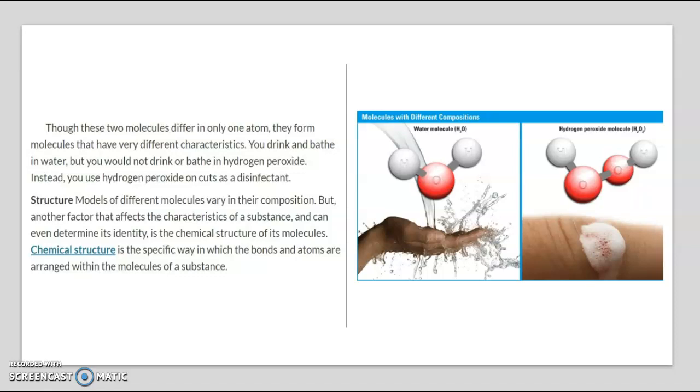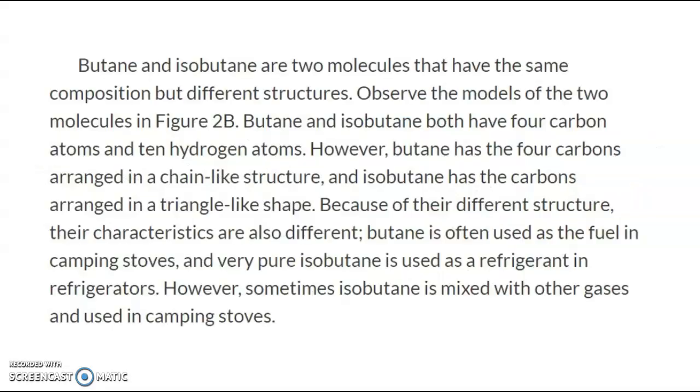Models of different molecules vary in their composition, but another factor that affects the characteristics of a substance and can even determine its identity is the chemical structure of its molecules. Chemical structure is the specific way in which the bonds and atoms are arranged within the molecules of a substance. Butane and isobutane are 2 molecules that have the same composition but different structures. Observe the model of the 2 molecules in figure 2.2b, which you will see on the next slide.